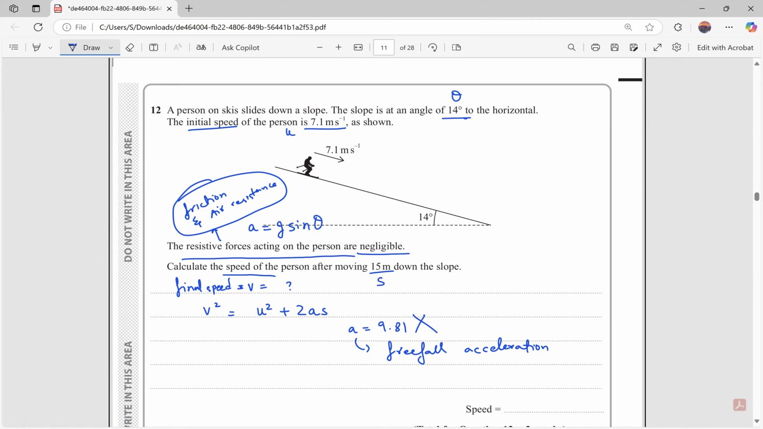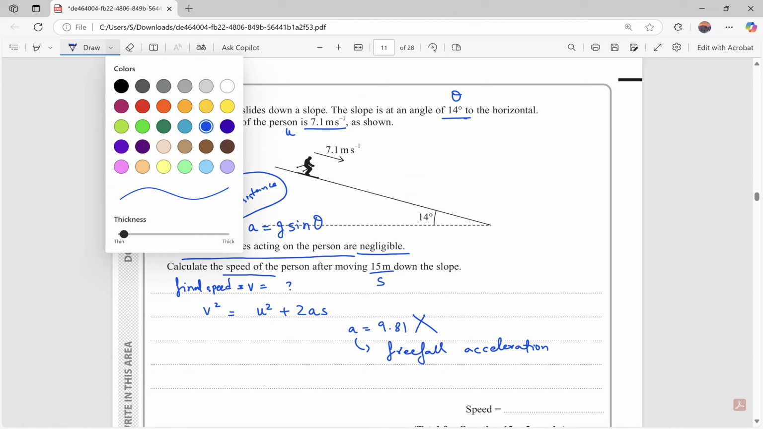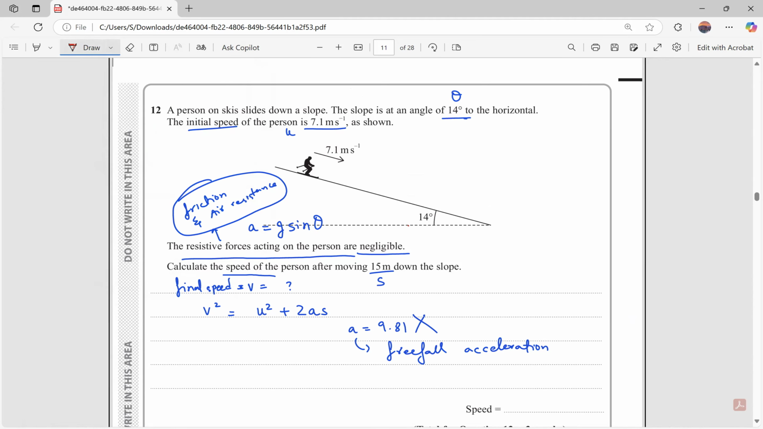Now, how do I know that? Because let's draw on the diagram to understand how this works. So the person's weight acts straight down. Remember, no matter what weird angle they're at, even if a person is on a slope, the weight always acts straight downwards.